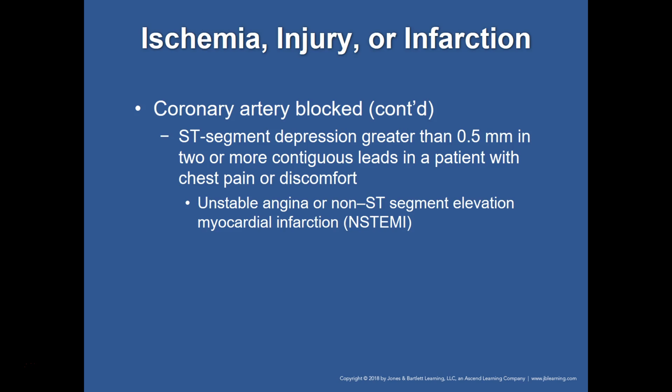So you need to be able to find it in 2 or more contiguous leads in a patient with chest pain or discomfort, not asymptomatic patients. We're not looking for ST elevation in patients that aren't symptomatic. We're looking at patients that are symptomatic. And here we're talking about ST segment depression, because remember we started off going from ischemia, and then we move into injury, and then we move into infarction. So ST segment depression greater than 0.5.